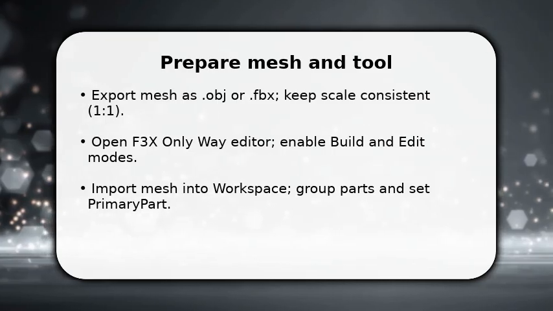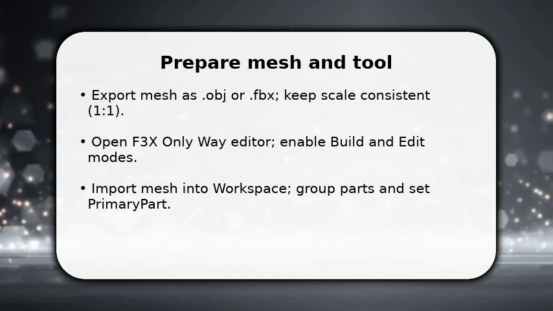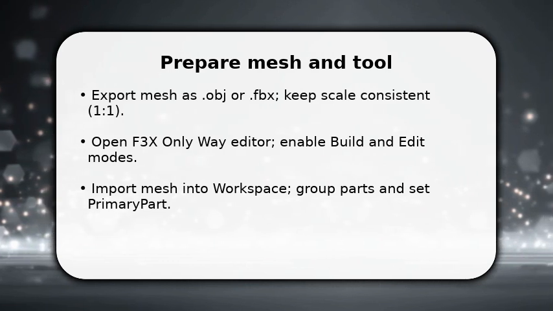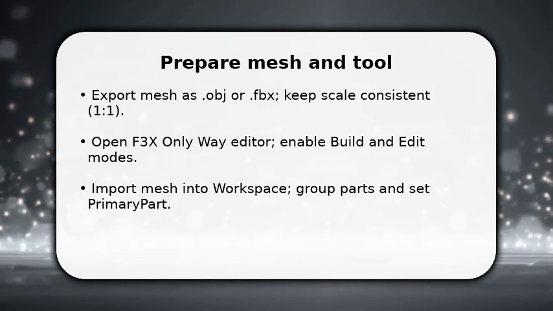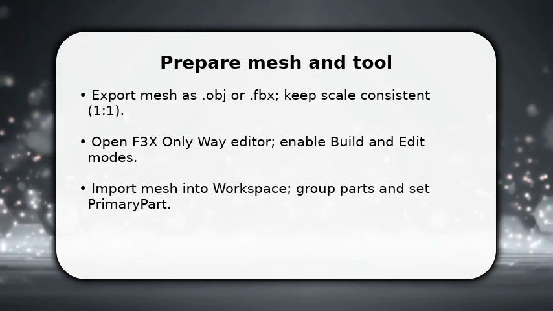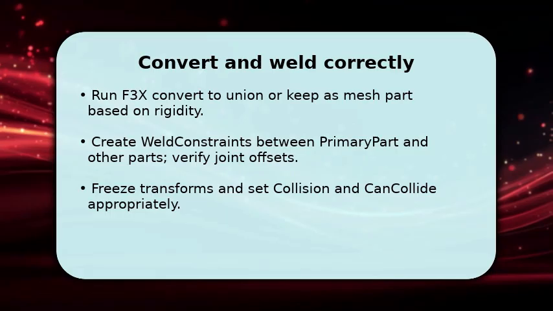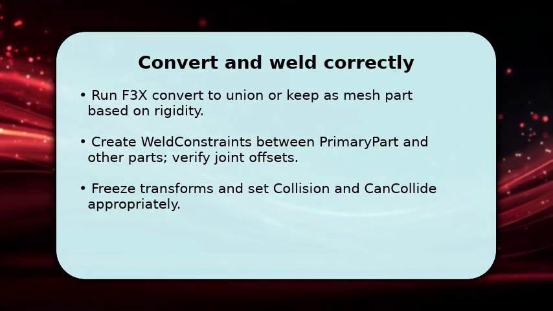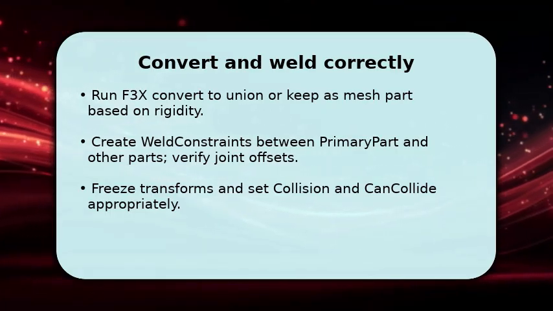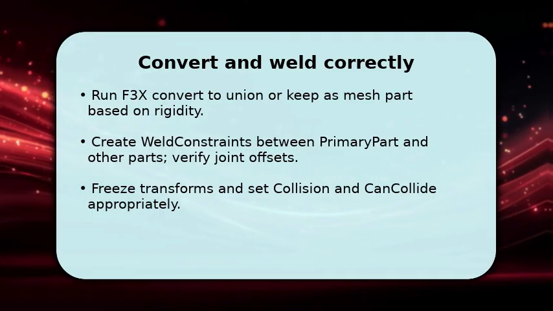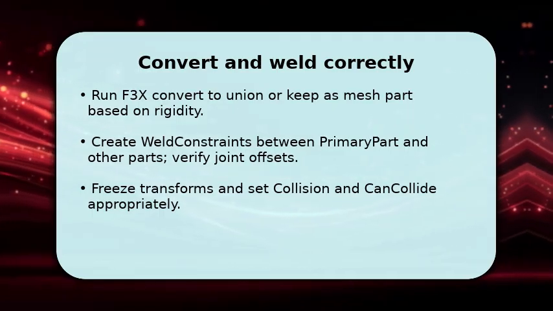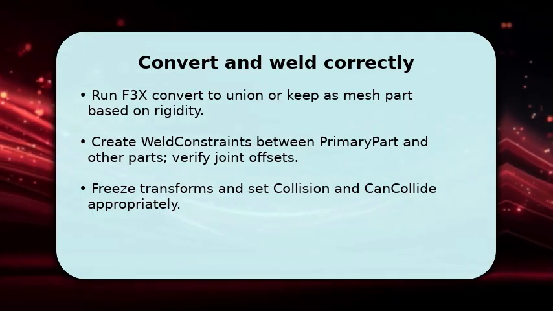Make sure build and edit modes are enabled before you attempt placement, so transforms apply correctly. Once the model is grouped, convert or preserve mesh parts depending on whether you need Boolean unions or want to preserve topology. You should create weld constraints from the primary part to each child part to maintain relative transforms during movement. Check offsets so there's no visible gap.